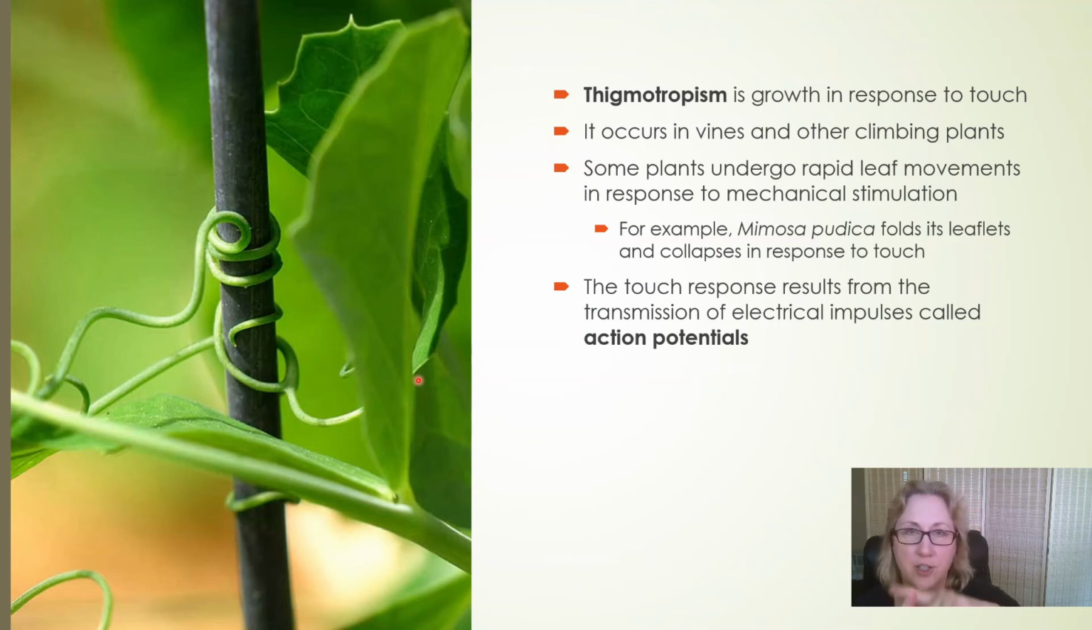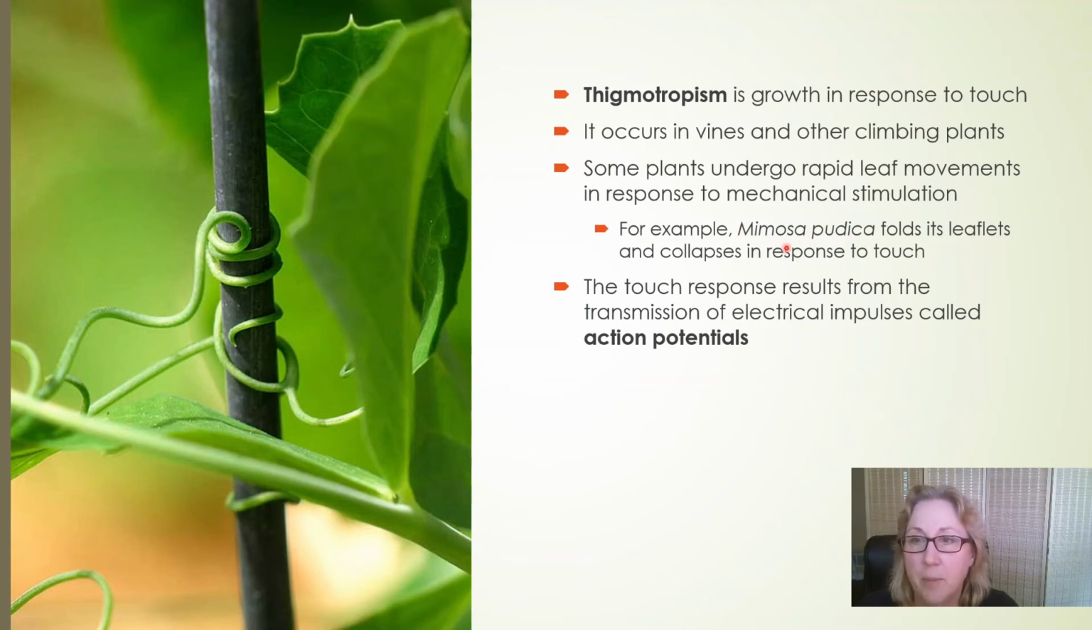So that touch triggers the cells on the other side of the tendril to elongate again, and that causes bending. And that's how we get this coiling response, which allows them to climb on trellises. And this can happen quite rapidly, and plants even have their own form of electrical impulses and action potentials, which we're going to hear a lot more about when we talk about animal nervous systems. If you've already studied the nervous system, action potential is going to sound like a familiar phrase to you.